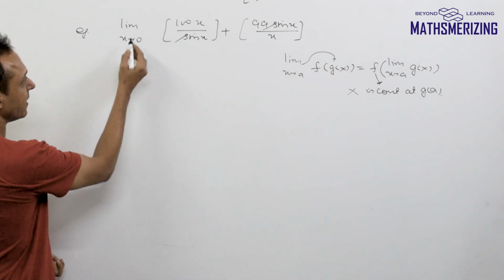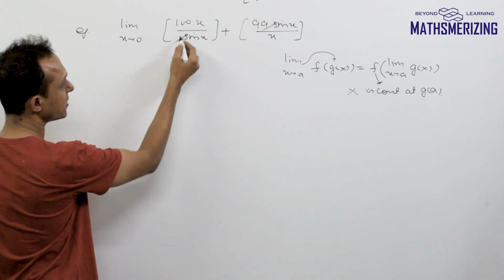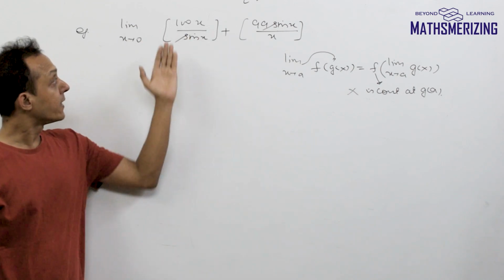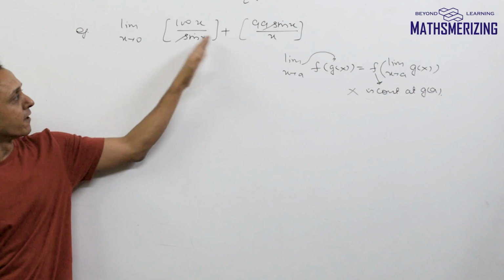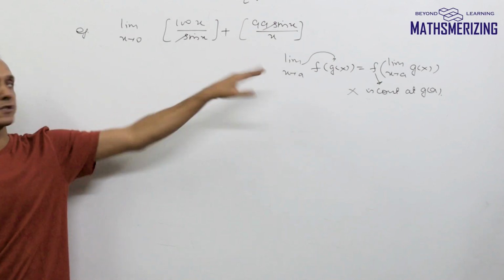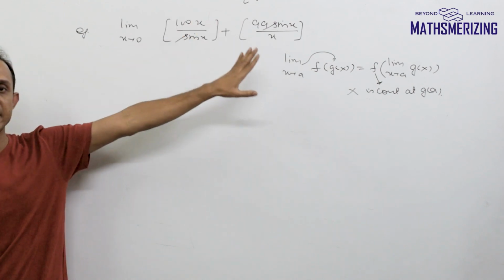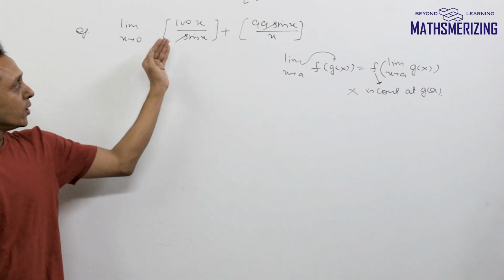So when I look at this, if I take this limit inside, I'll get x upon sine x is 1, which is 100. Now at integral points, greatest integer functions are discontinuous. So I cannot take this limit inside the greatest integer function. So what do we do in this case?